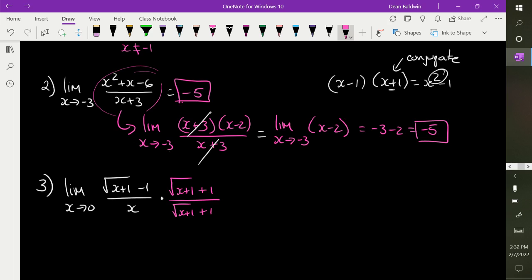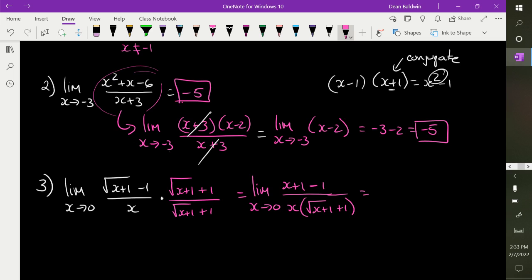The top then becomes root x plus 1 times root x plus 1 is just x plus 1. The square roots go away. Negative 1 times positive 1 is minus 1. Don't multiply out the bottom. Just leave it. So that it looks like this. And you'll see why in a sec here.